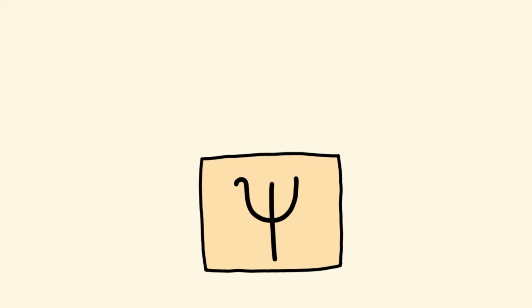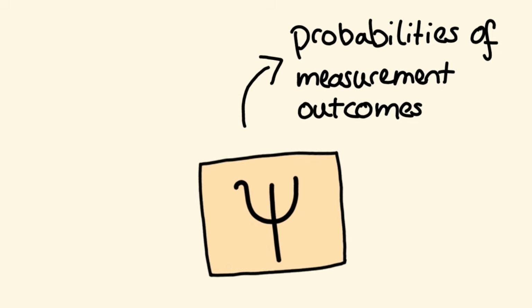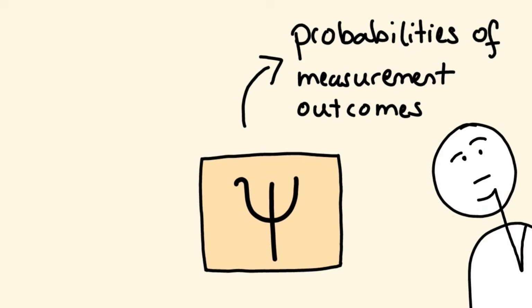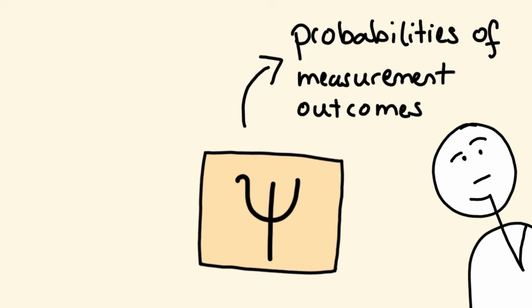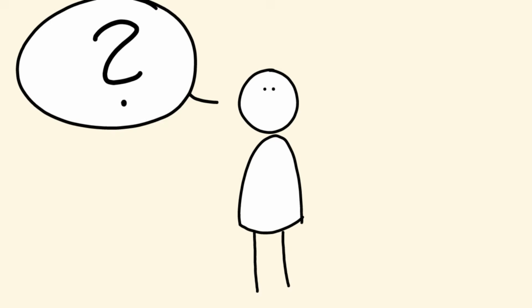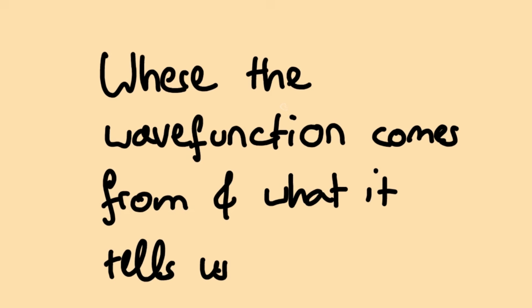So, the wave function is a basis for calculating probabilities of measurement outcomes. Even though the wave function is not measurable itself, it perfectly describes measurable phenomena, like interference. How? To understand that, we first need to know where the wave function comes from.